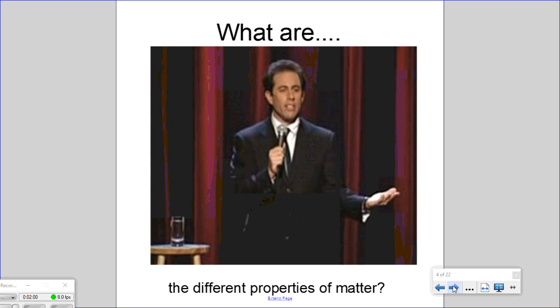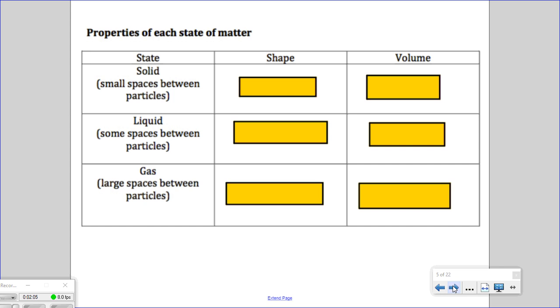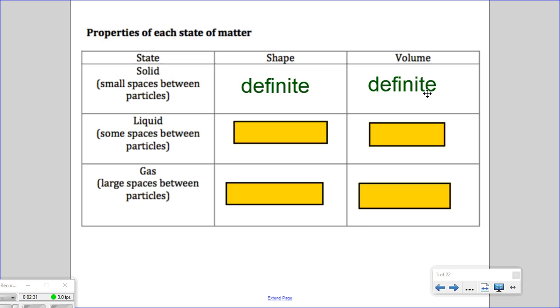So with these different states of matter, what are the different properties associated with them? With the properties of each state of matter, we'll start with the solid. And with the solid, we have small spaces between the particles. And so we will define the properties based on shape and volume. Now the shape of a solid is definite, meaning the shape can be defined. And the volume can be defined as well. So it has a definite volume and a definite shape.